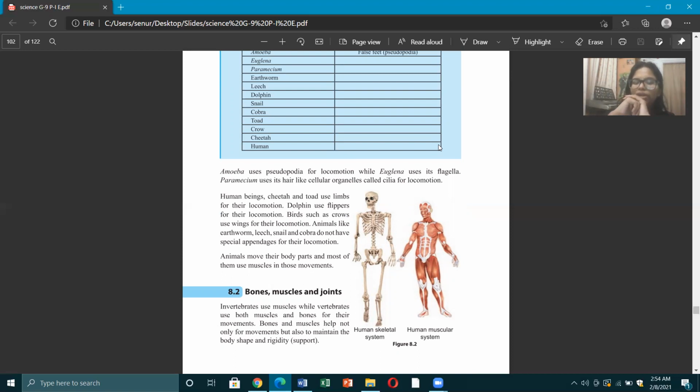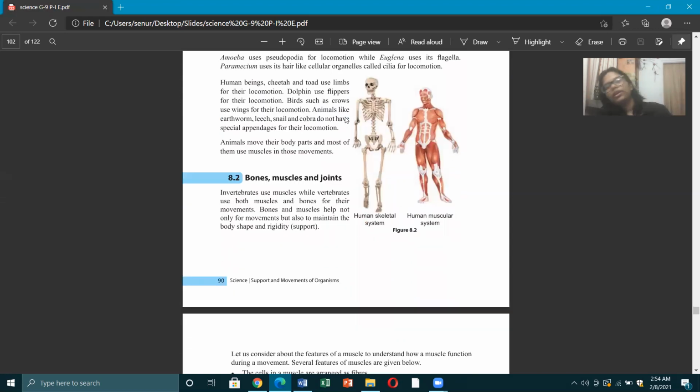Okay, if you take examples such as the earthworm, leech, snail, cobra, they don't have special appendages like limbs, flippers or wings. They don't have special appendages for locomotion. Okay.